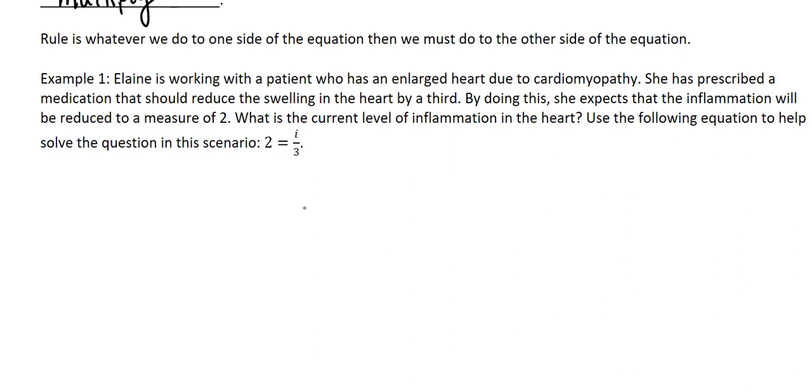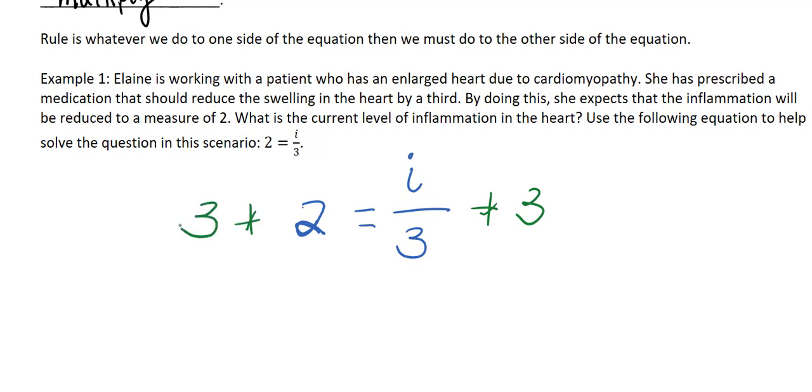So what do we have? We have 2, right? So that's what it's going to be reduced to. We have some number, I, that then gets divided by 3, which is equal to the left-hand side, which is 2. Now we see I is divided by 3, so we do the opposite. We're going to go ahead and multiply by 3 on both sides, right?